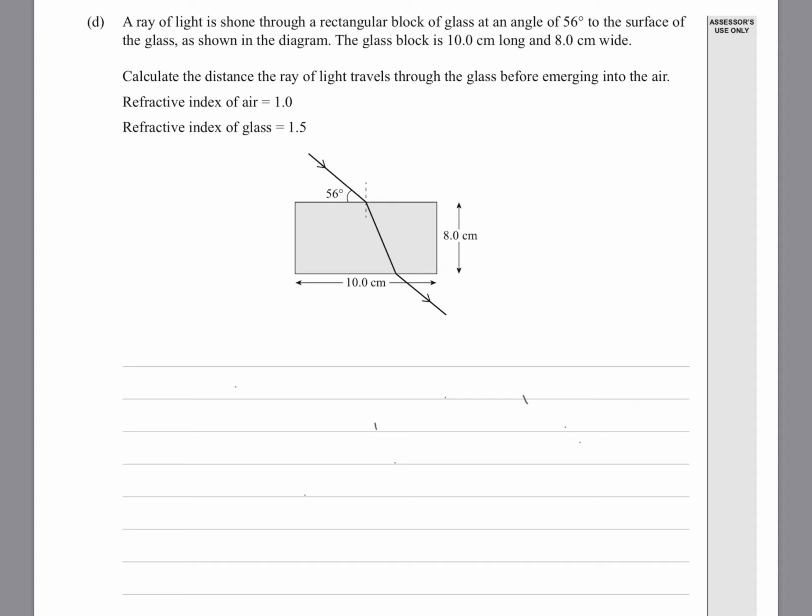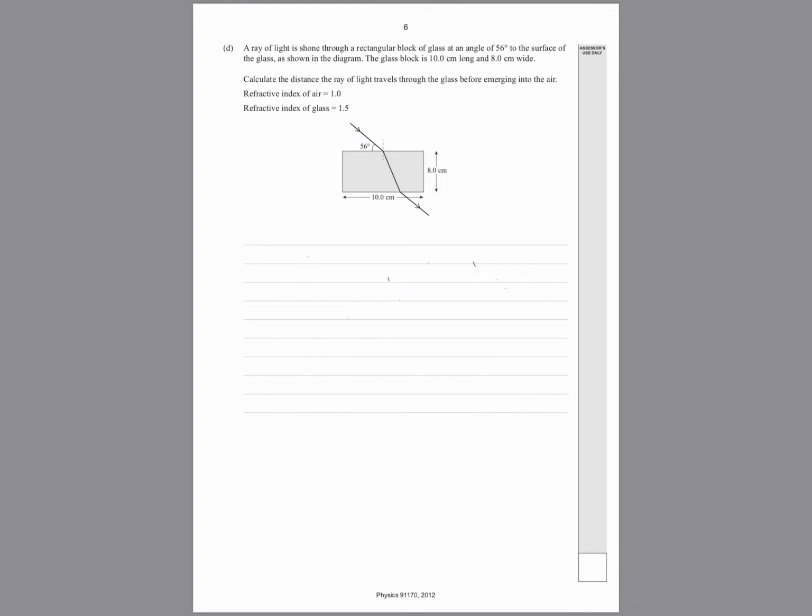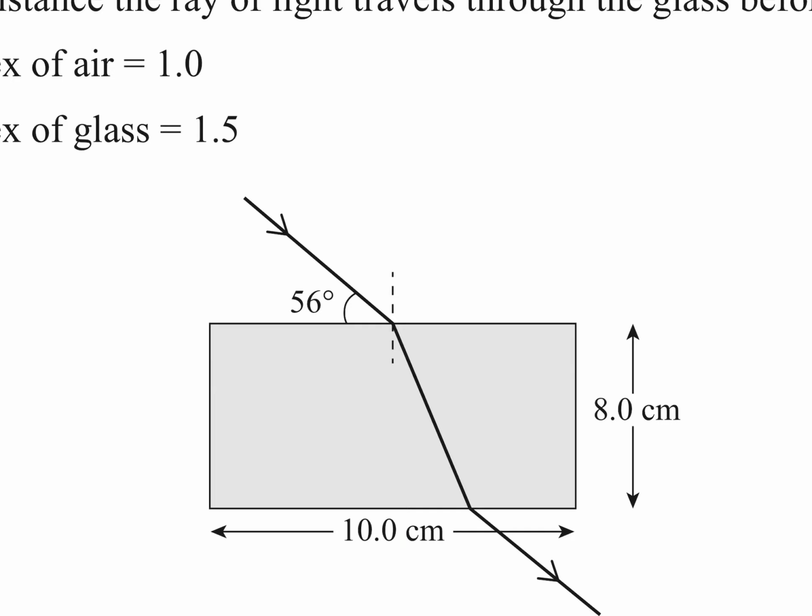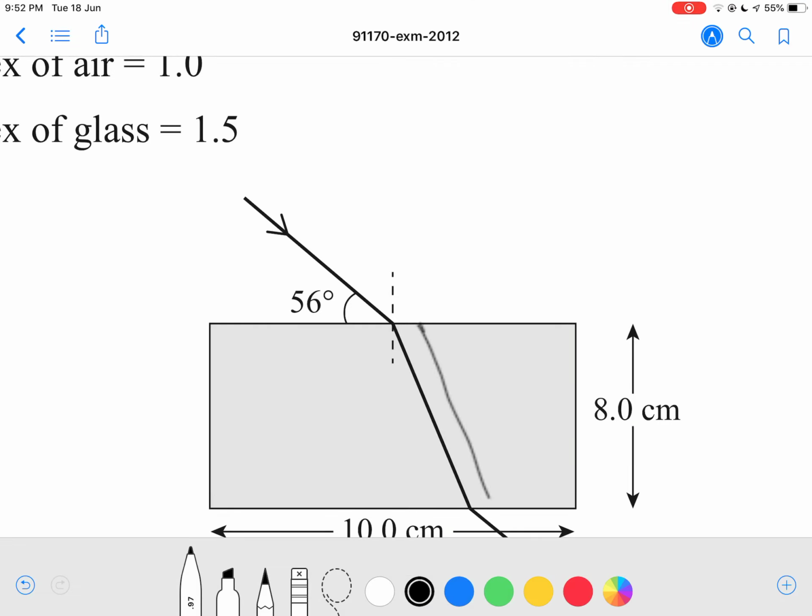A ray of light is shone through a rectangular block of glass at an angle of 56 degrees to the surface of the glass, as shown in the diagram. The glass block is 10 centimeters long and 8 centimeters wide. Calculate the distance the ray of light travels through the glass before emerging into the air. So what is this distance here? That's basically what the question is asking.